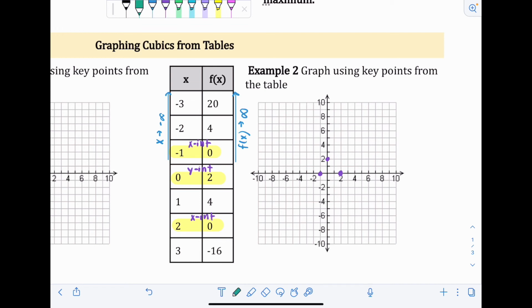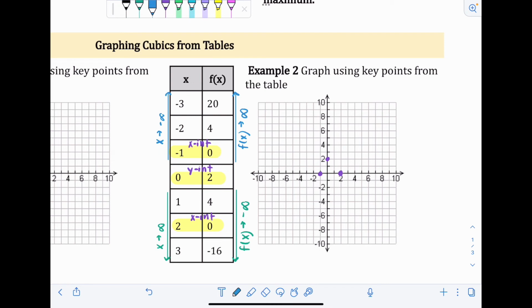And then the lower left of the table, where the x values are getting larger, that would be x approaching positive infinity because the x values are getting bigger. And then on the opposite side, all the f of x values are getting smaller. They're going from 4 to 0 to negative 16, so they're trending downward, and that means that f of x is approaching negative infinity.